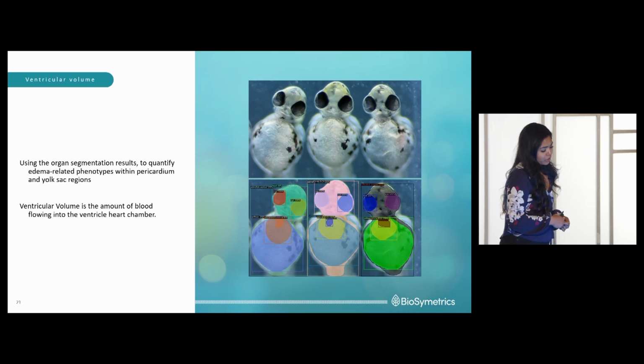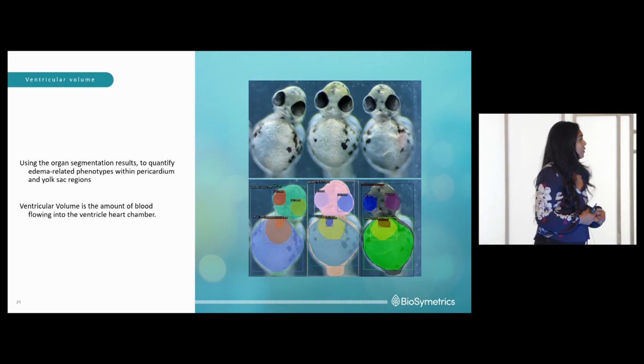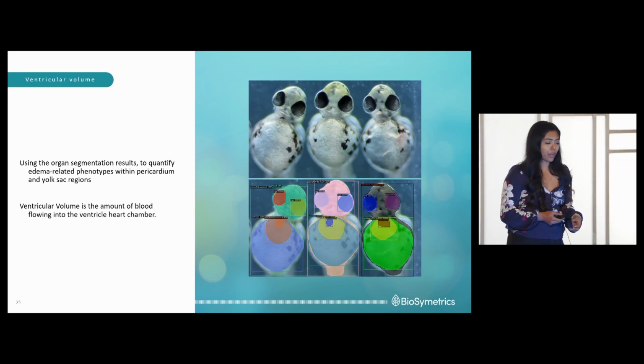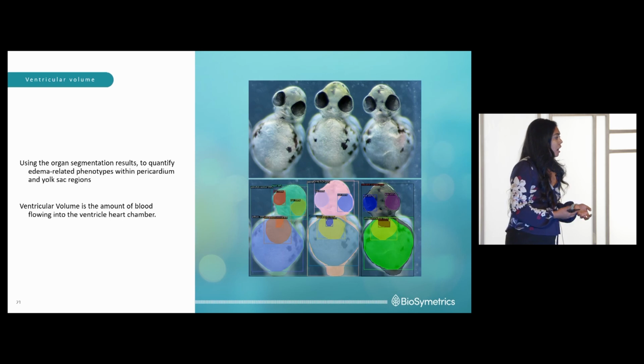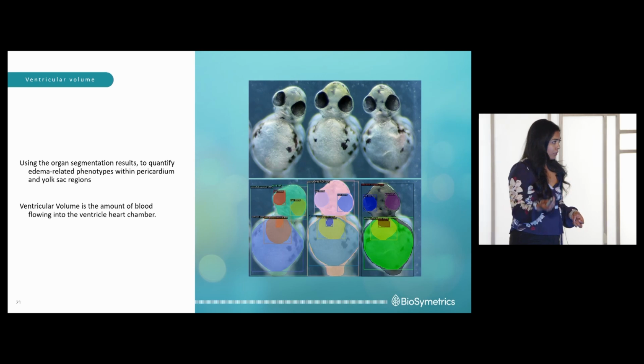Finally, we have ventricular volume. And what ventricular volume is, is the amount of blood flowing through a ventricle or the heart chamber. And this is quantified using ejection fraction, stroke volume, cardiac output, things of that nature. And we use the ventricle segmentation to report that out throughout all the frames of the video.